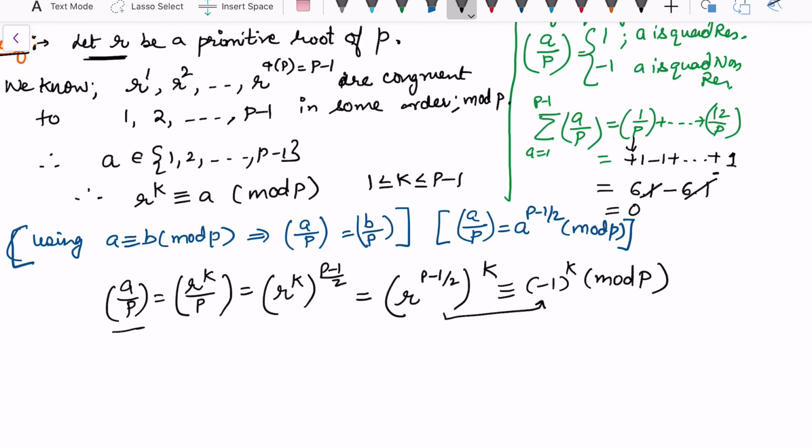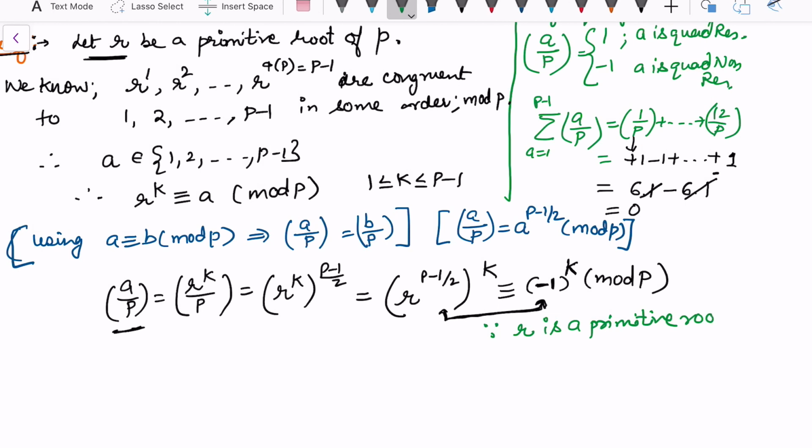choices available for the Legendre symbol, and even for this expression. Either this expression is plus 1 or this expression is minus 1. We have seen that in the definition. So this expression we can now take as minus 1 to the power k. And why have I kept this quantity as minus 1? Because we know that r is a primitive root.